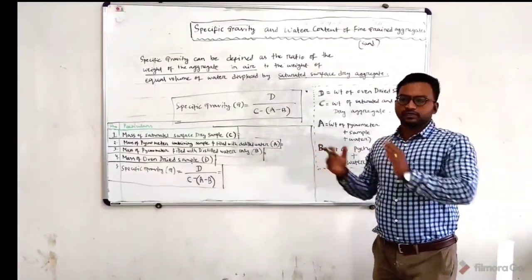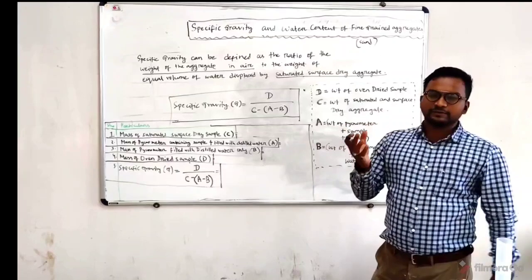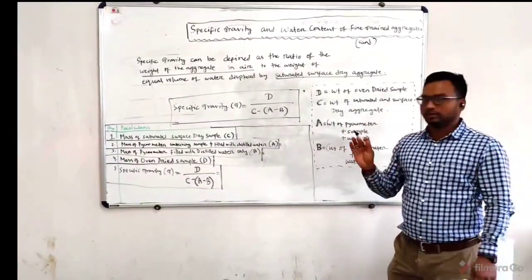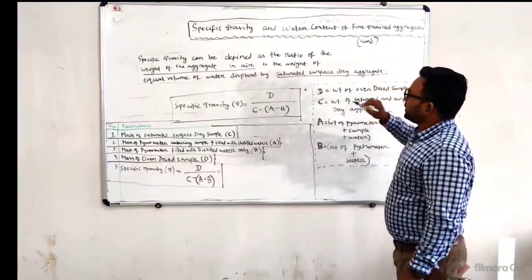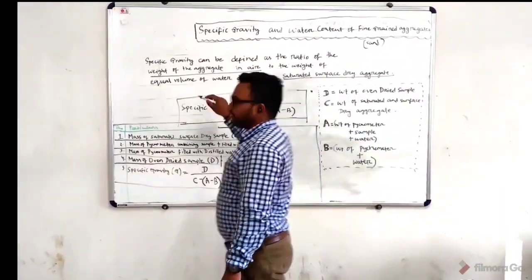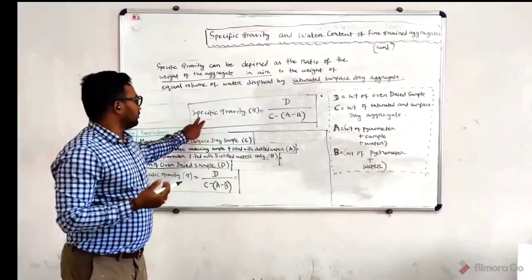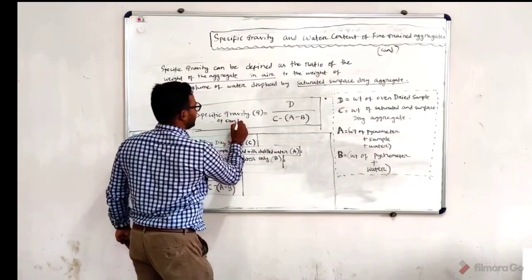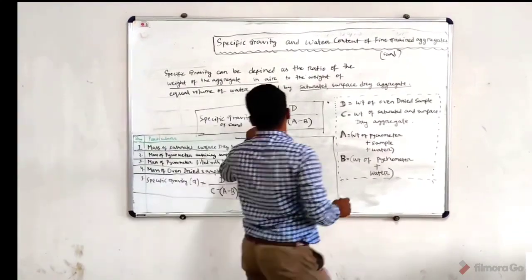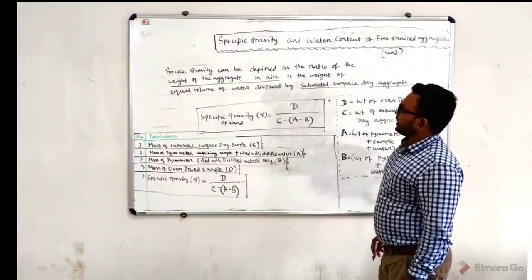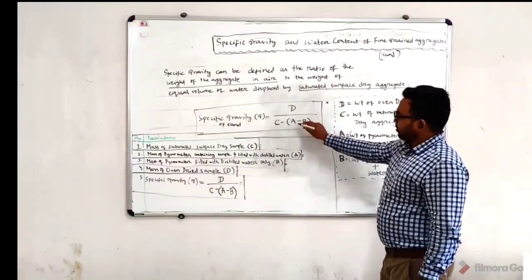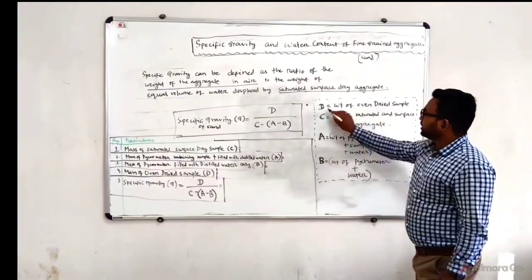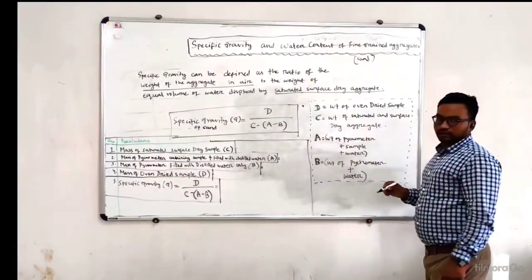Sand pit or any construction site means the sand is not completely dried. It has some moisture in it from the nature. That is called saturated surface dry aggregate. If you write it in a formula, the formula of the specific gravity of sand will be like this. Specific gravity G is equal to D divided by C minus, whole A minus B. What are the notations? D is equal to weight of the oven dried sample.